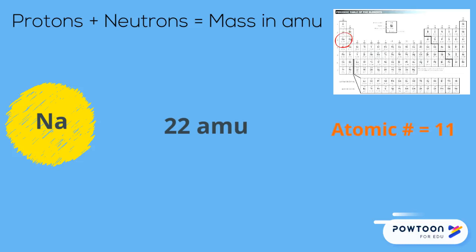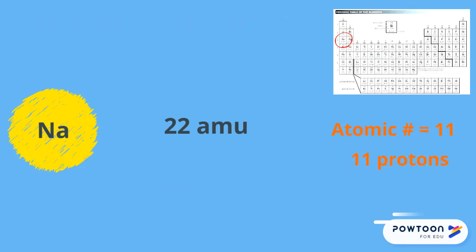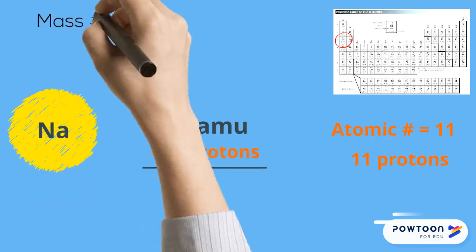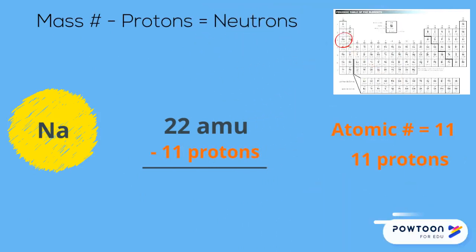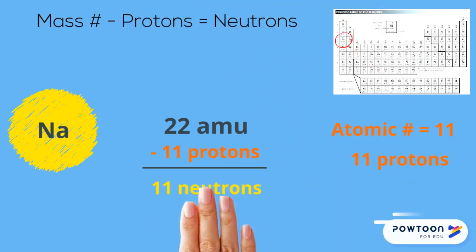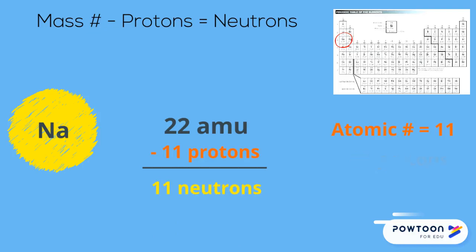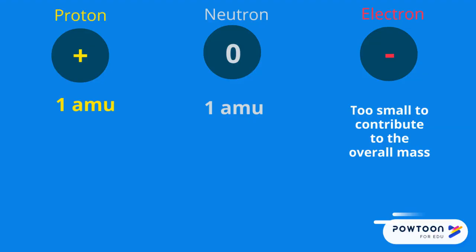The atomic number for sodium is 11, so there are 11 protons. Each proton weighs 1 AMU, so 11 AMU are present from the protons. Since the total mass is 22, we can subtract the number of protons from the total mass to get the number of neutrons. In this case, the number of neutrons is 11 also. Remember that each proton and neutron weigh 1 AMU. The mass of an electron is so small that it is considered negligible.